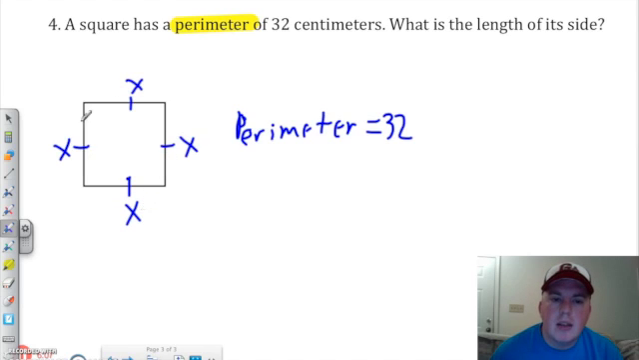And now I can use this picture to help me set up an equation to figure out what the length of each side is. I'm going to leave that up to you guys to figure out. I just wanted to give you a little starting point and nod in the right direction to help you get going.